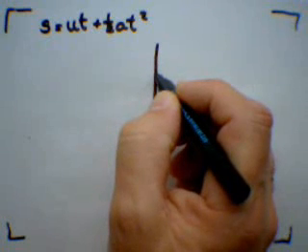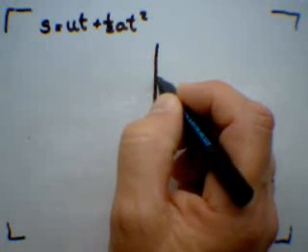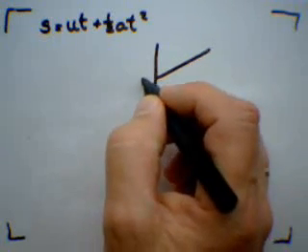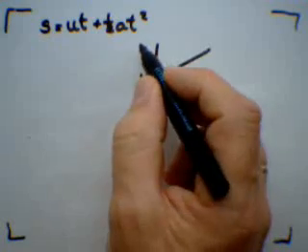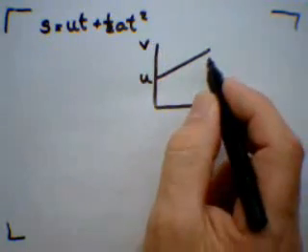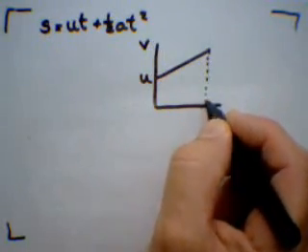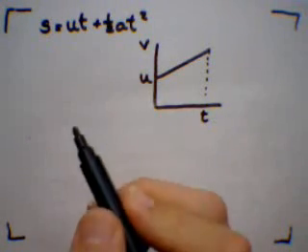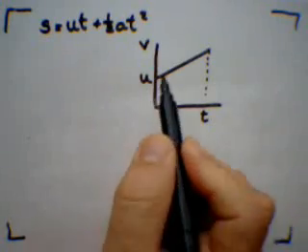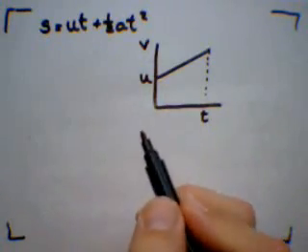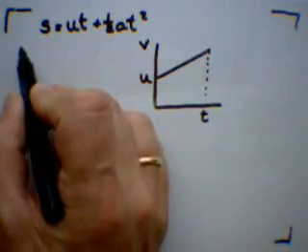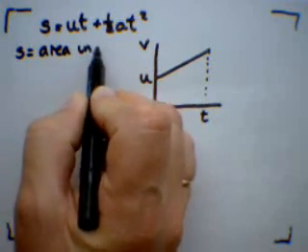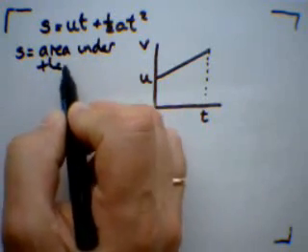This object starts from some initial velocity u and increases its speed to some final velocity v. So we've got u as the starting speed, v is the final speed, and this whole process takes a time of t seconds. So the displacement s equals the area under a velocity-time graph. So s equals the area under the graph.